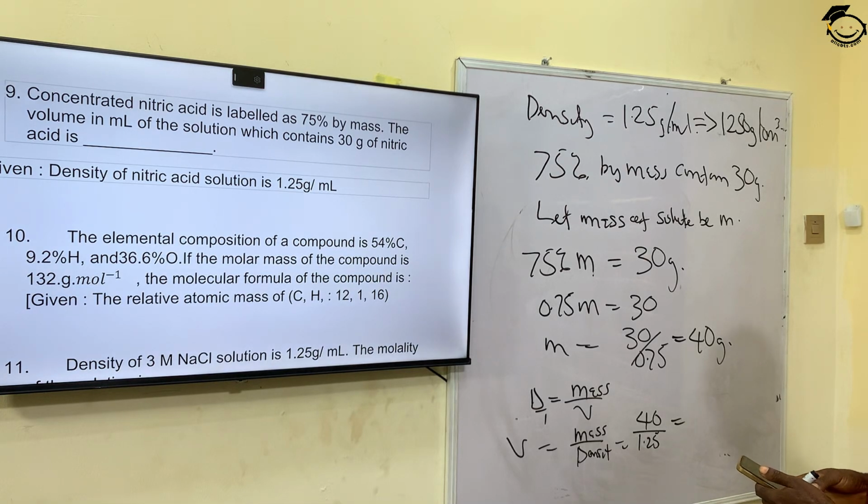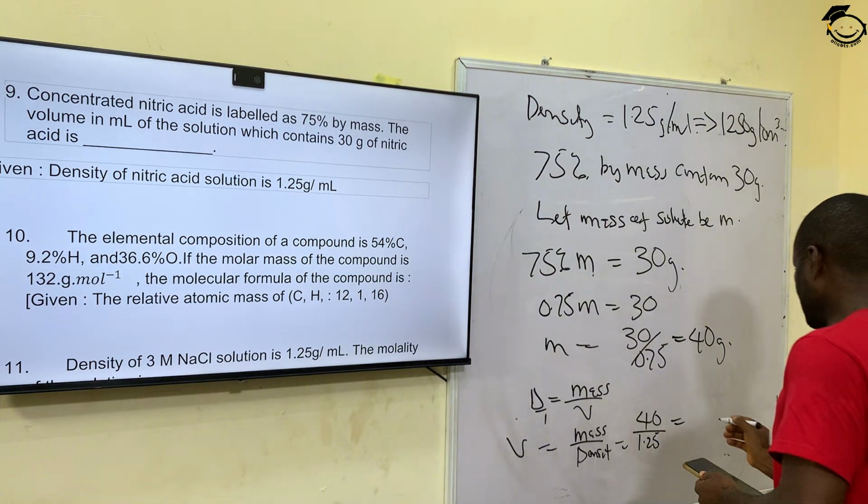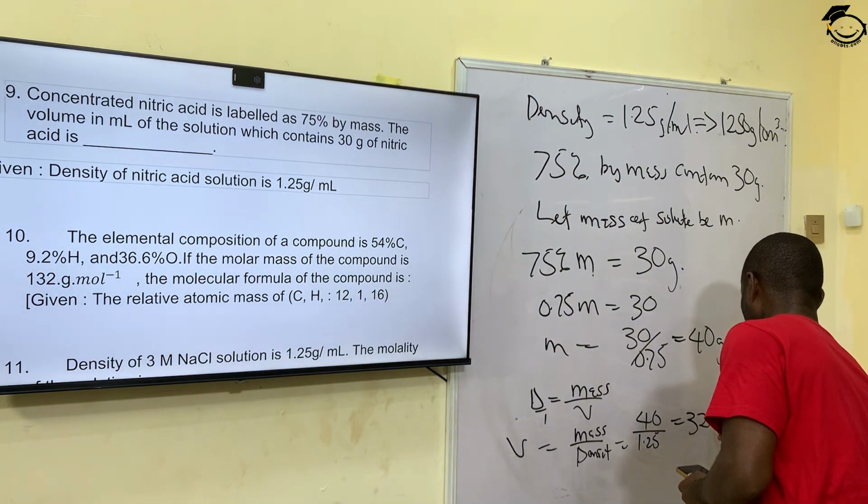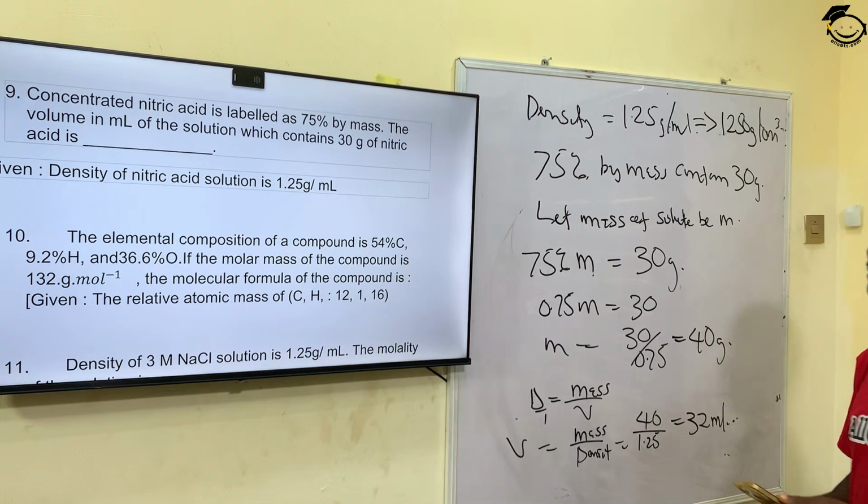So to find the volume, yes, somebody help us with the calculator. 40 divided by 1.25, which is the density, equals 32. So the volume becomes 32 mL. Correct answer.